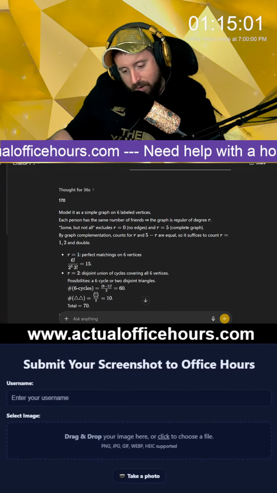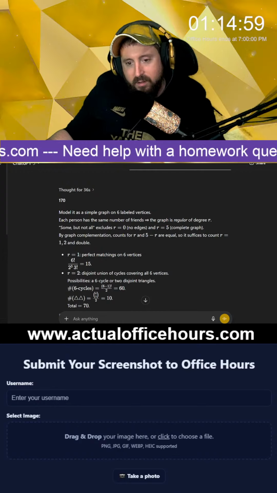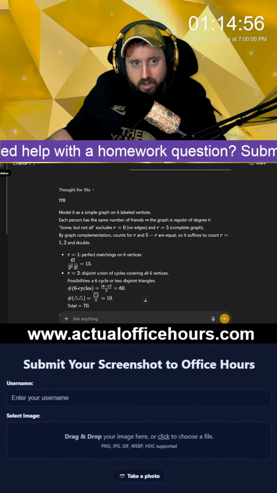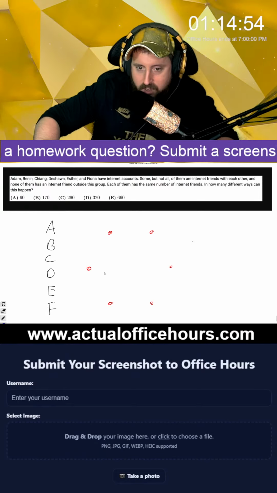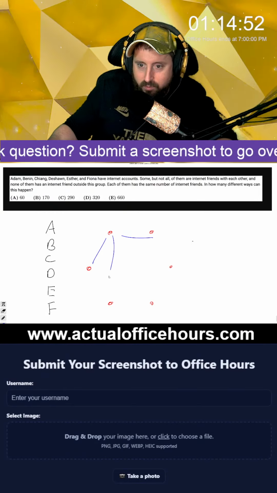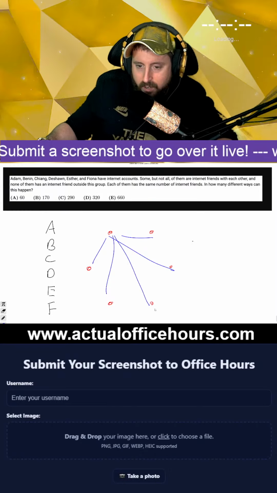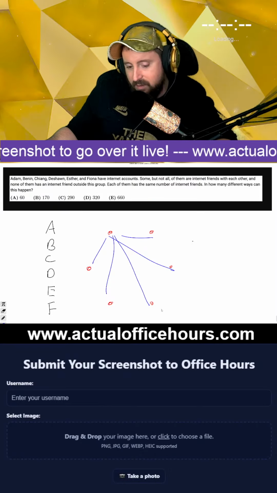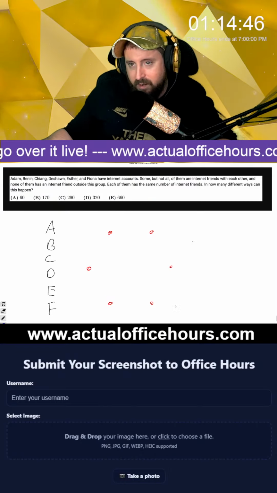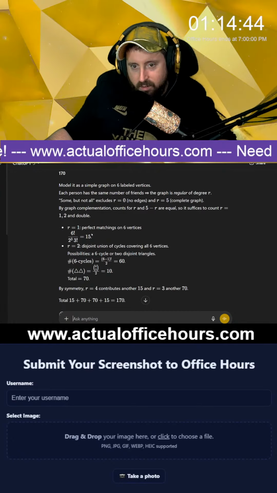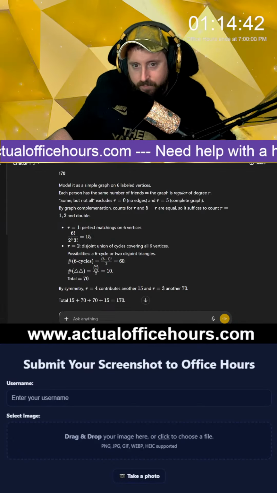Okay, so that would be like a complete graph, right? Because I see. If r equals 5, then you're friends with everyone. So you're talking about like this, right? 1, 2, 3. That's like friends with everyone. That's r equals 5. r equals 1 is 15.